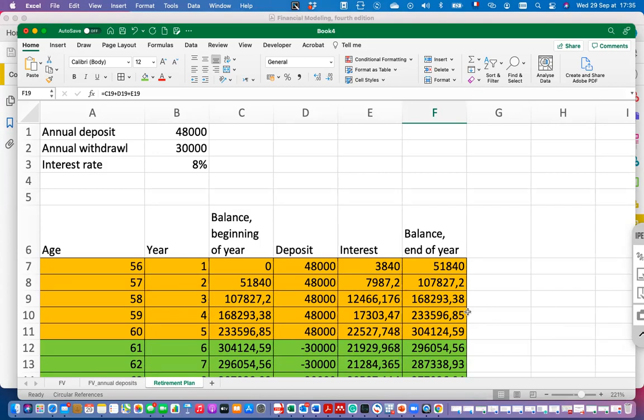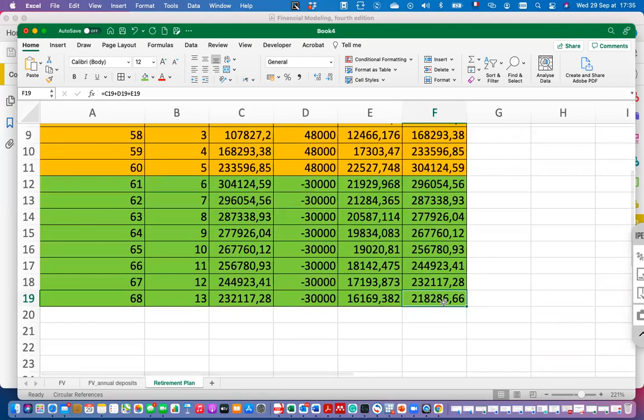What would be the right amount of deposit that should allow him to have zero here? The main goal is that when he will pass away, he must leave zero on his balance account. Okay, so we will use the solver.